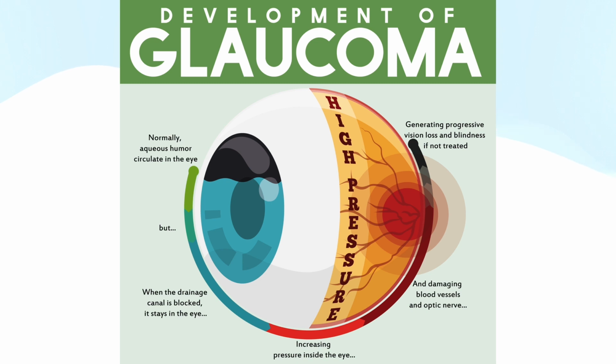the aqueous humor. Normally, aqueous humor circulates in the eye, but when the drainage canal is blocked, it stays in the eye, increasing the pressure inside the eye and damaging blood vessels and optic nerve, and eventually generating progressive vision loss and blindness if it is not treated.